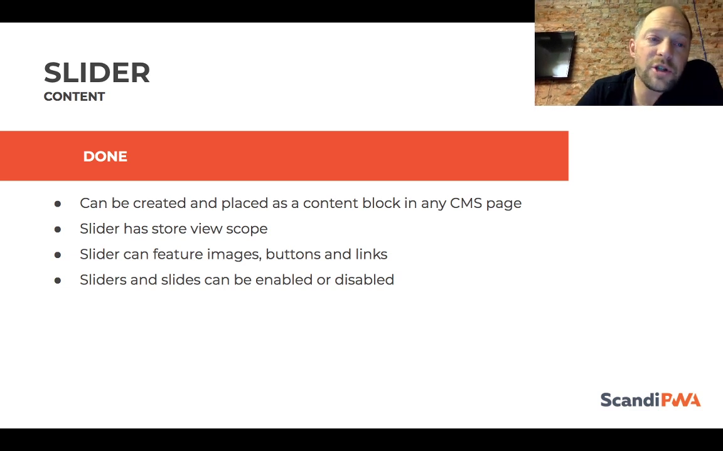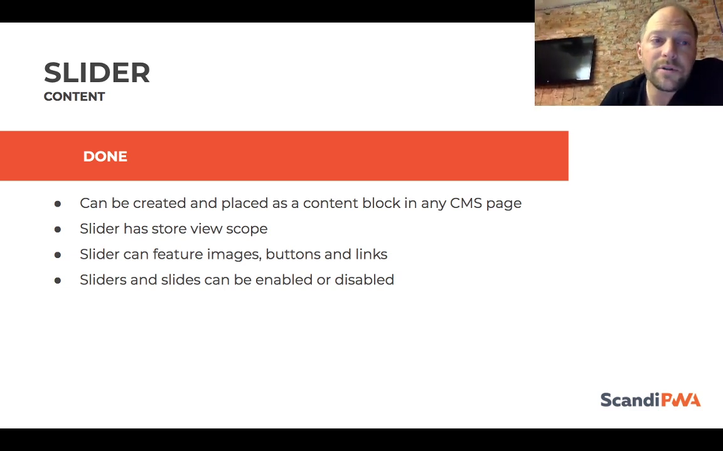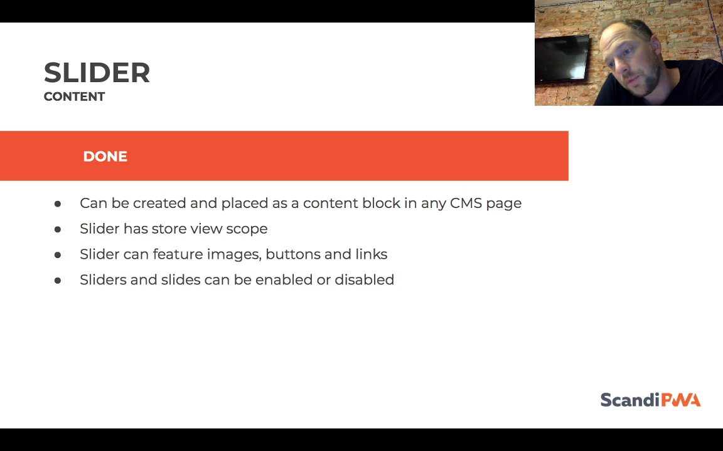Slider. Magento doesn't have a default slider, so we borrowed one from the company we have branched out from, ScandiWeb: Scandi sliders. You can create it and place it as a content block in any of your CMS pages, for example, in a default CMS page. Slider has store view scope, so naturally you can have a different slider per store, and it can feature images, buttons, and links. You can of course enable or disable some slides and sliders.